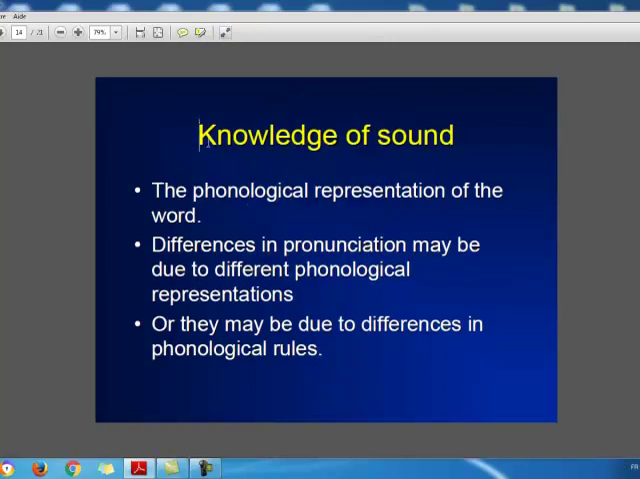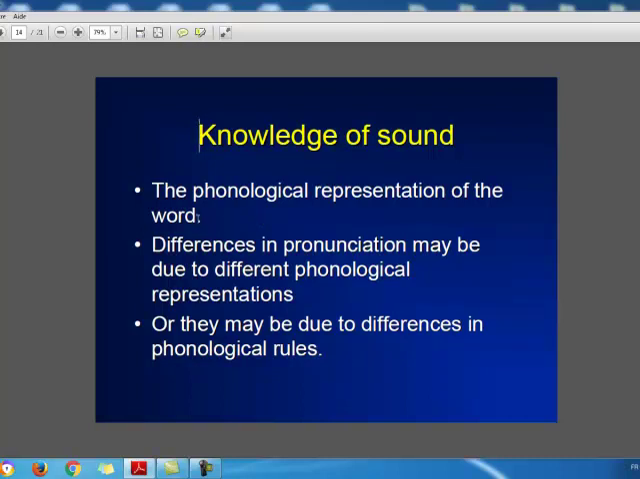First of all, if we say that somebody knows the words of his language, he should know the sounds that compose the words. This is what is meant by the phonological representation of the word. For example, the word sat as opposed to cat, as opposed to that.